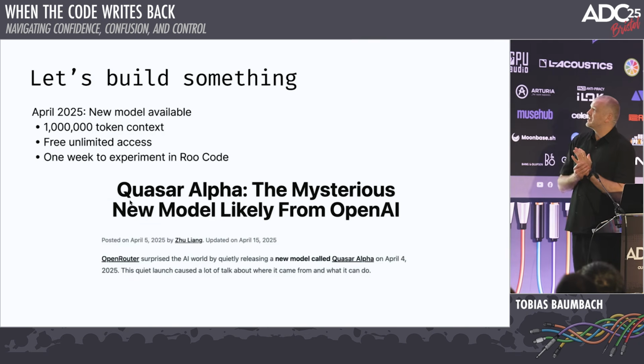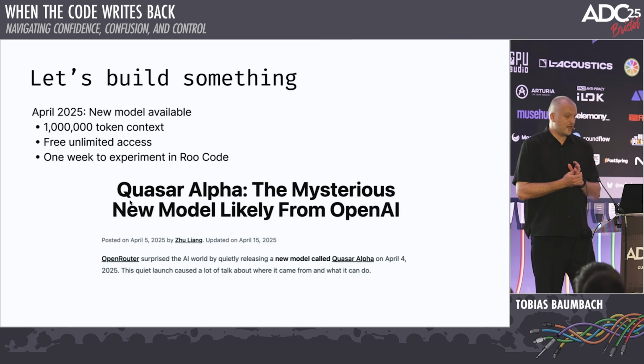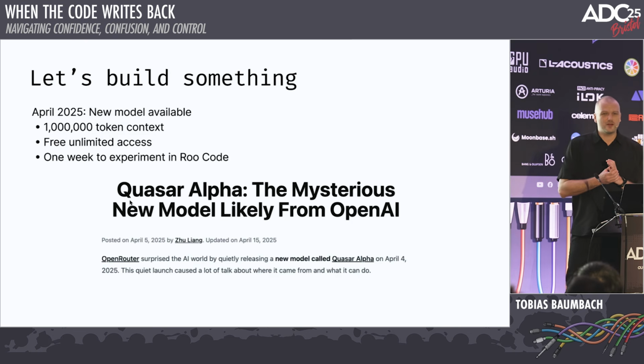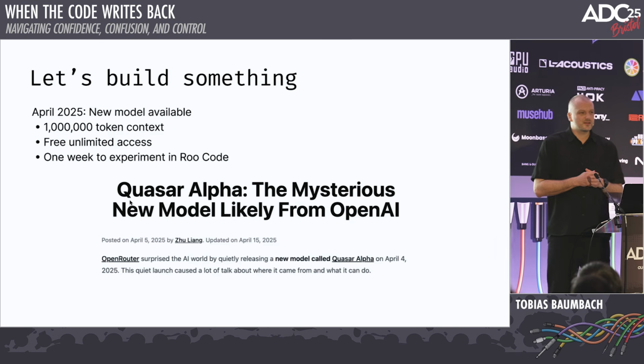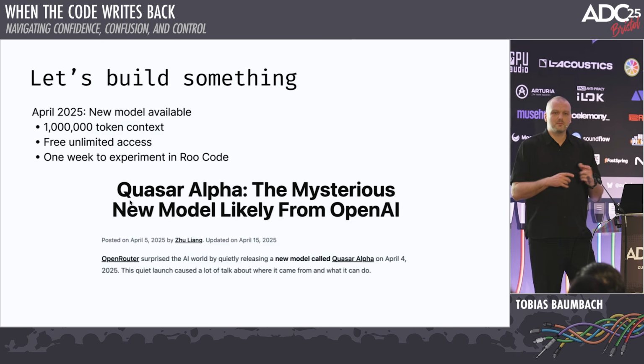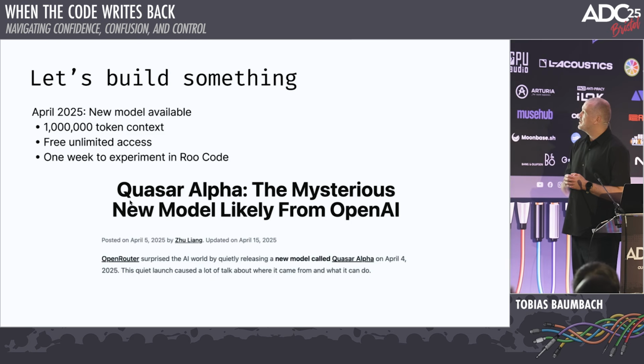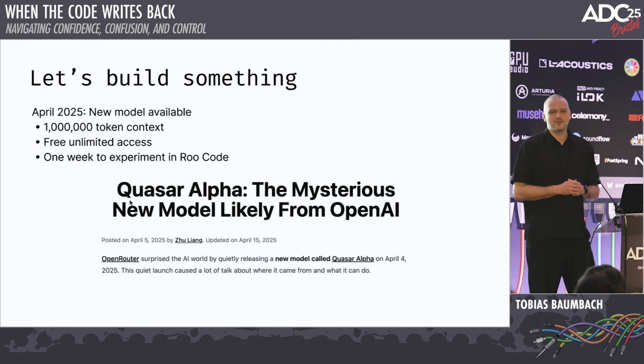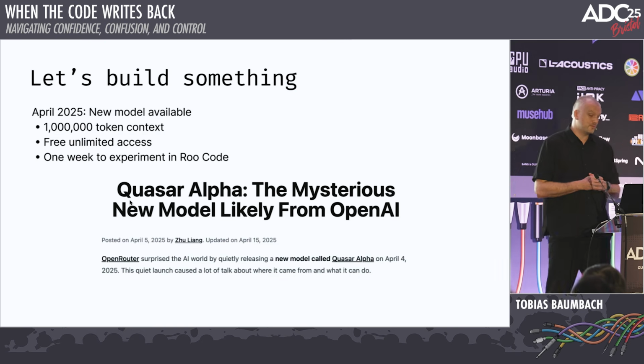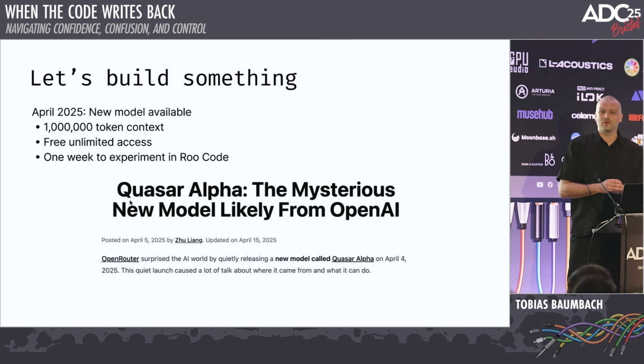So over the past years, I was experimenting a lot with different kinds of solutions and tools. And I ended up using RooCode, which I don't know if many of you know. It's an open source coding assistant plugin for VS Code, where you can design your own workflows and plug in your own models and try out different models. And at the beginning of this year, there was this mystery model released by OpenAI, which turned out to be just a previous preview version of GPT 4.1.